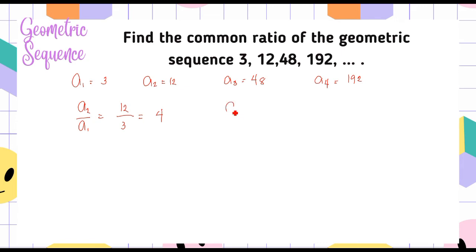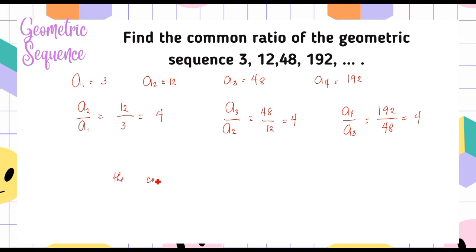Another example, if we have a sub 3 is to a sub 2, ang a sub 3 natin ay 48 is to 12, and 48 divided by 12, and that is also equal to 4. And then, a sub 4 is to a sub 3. So, 192 is to 48. And that is also equal to 4.